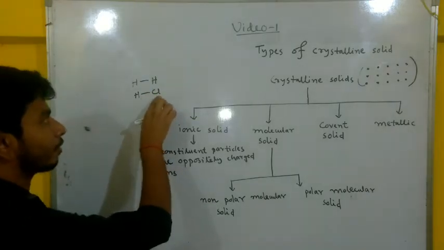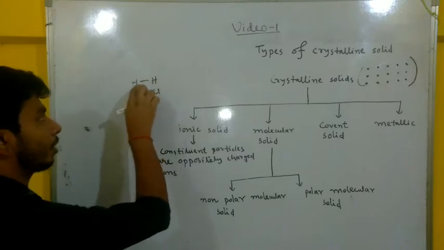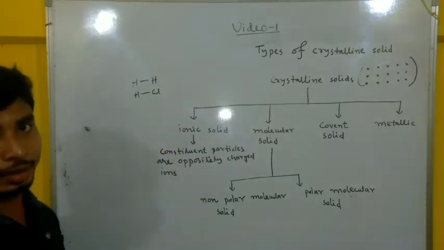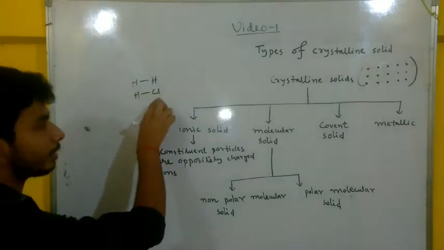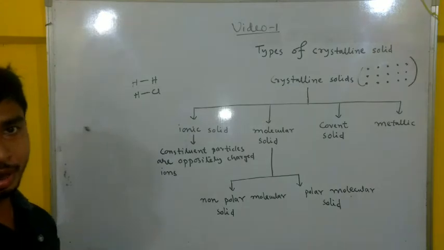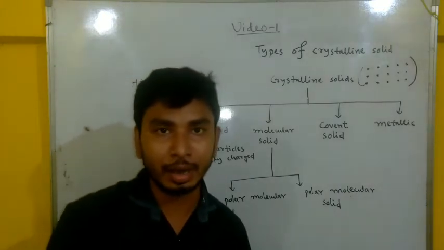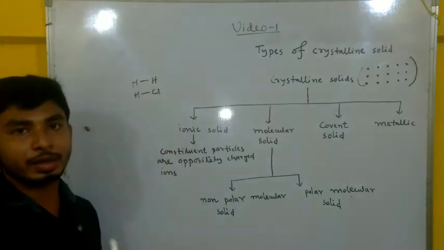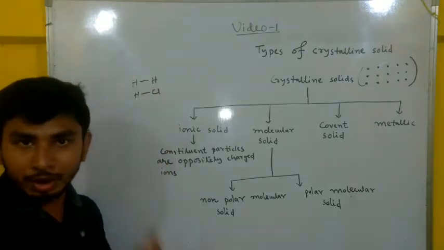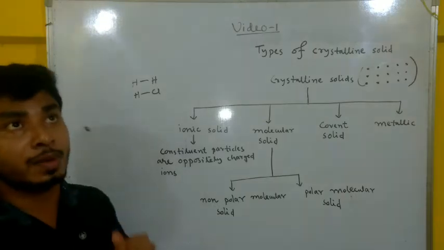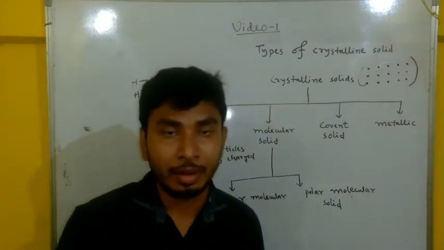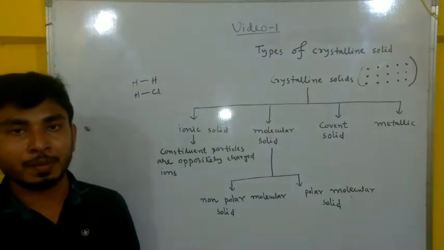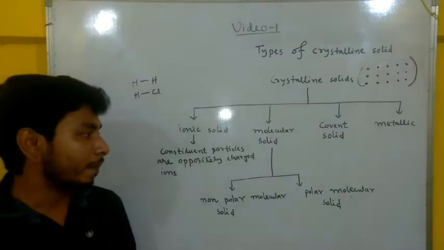HCl is a polar molecule. In H2, the two atoms in this molecule are identical, and here the two atoms are dissimilar. So in a molecule, if the atoms are dissimilar, then it is called polar, and if the atoms are similar, then it should be non-polar. Also, if the dipole moment is 0, then it is non-polar. If the dipole moment is not equal to 0, then it is polar.